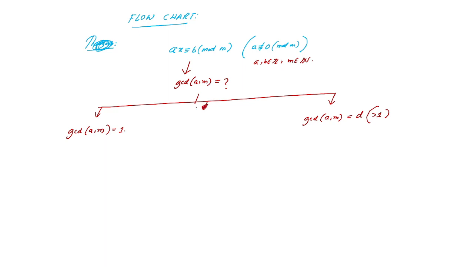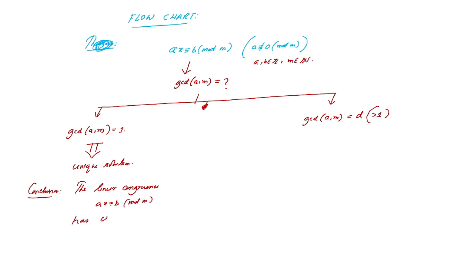There are two cases. The GCD may be 1, or it may be greater than 1. If the GCD is 1, then we conclude a unique solution. So here our conclusion is that in that case, the linear congruence x congruent to b mod m has a unique solution.